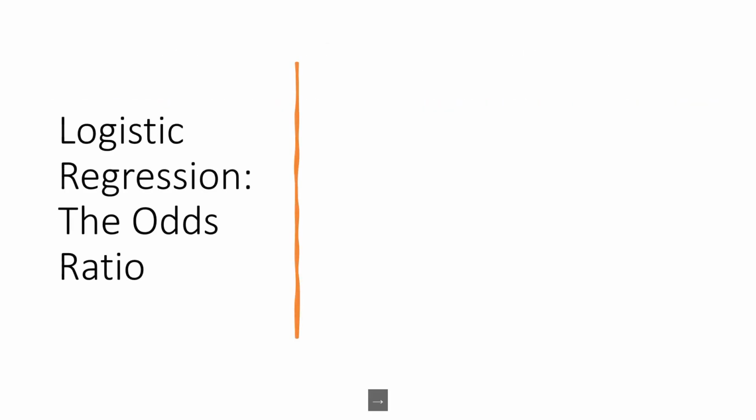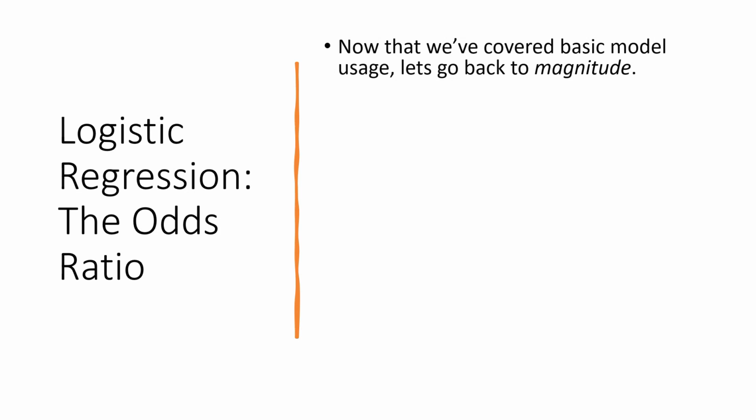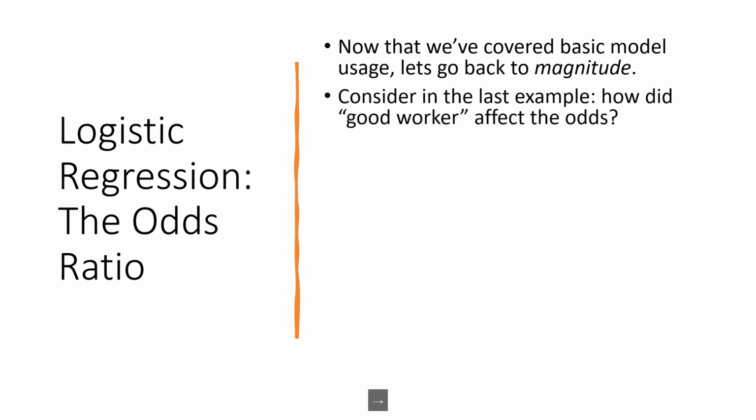All right. Now that we have basic model usage, let's go back to what we were talking about in interpreting the size of the number, the magnitude. So again, we said we can do significance and sign pretty easily, but the quantity, that's the hard one. So let's talk about the magnitude or quantity now that we've talked about how we calculate these odds.